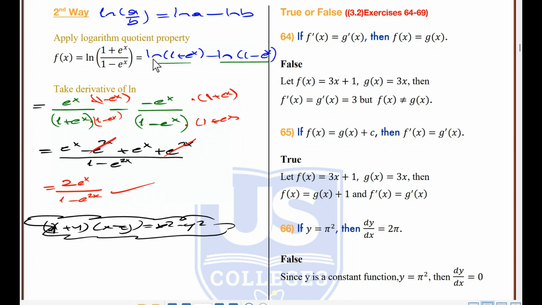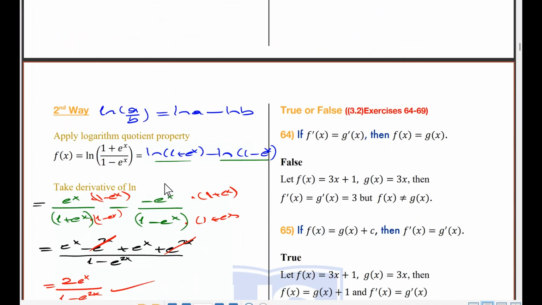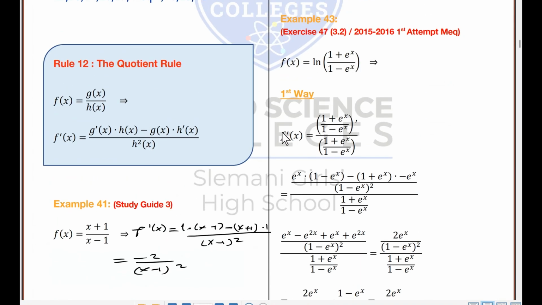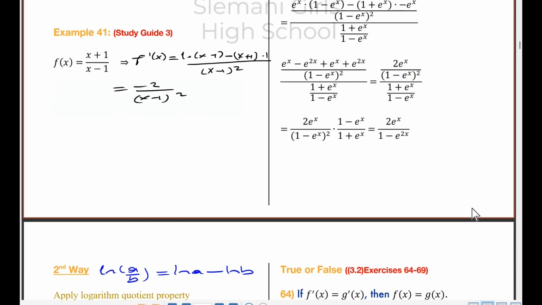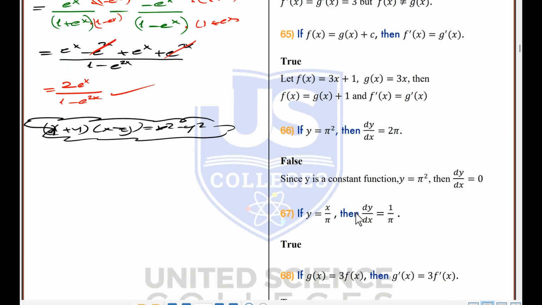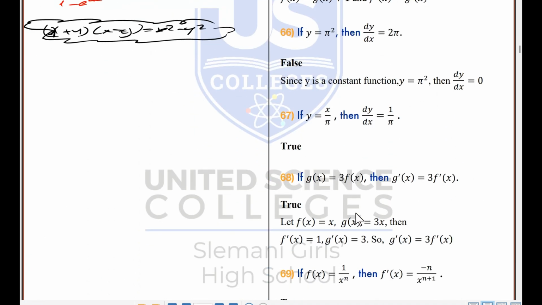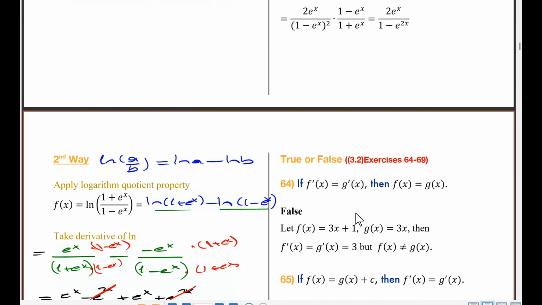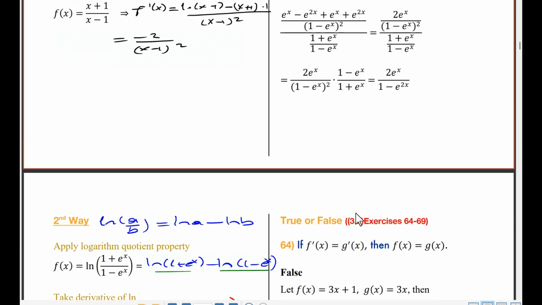So after getting the function in simplest form and taking the derivative, I get this. Otherwise, you take the derivative in the first place. I think the steps are much more than this, but it's up to you. However you feel comfortable, it's your choice. Okay, I'm done solving questions about differentiation rules.